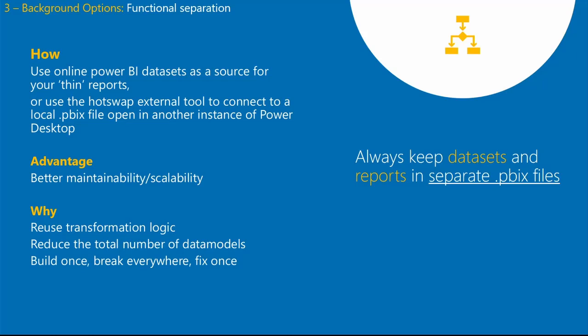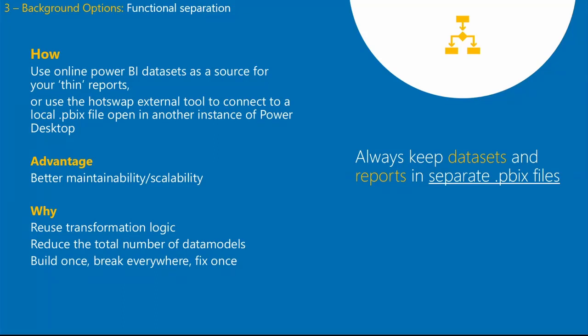The way you can do this is when you go to get data, you can actually choose Power BI data sets in the Power BI service as your source, in which case your Pbix file will no longer contain a data model file. It'll just contain some metadata pointing it to the right data set. And you get what's known as a thin report, which really only contains the report definition and no data at all.